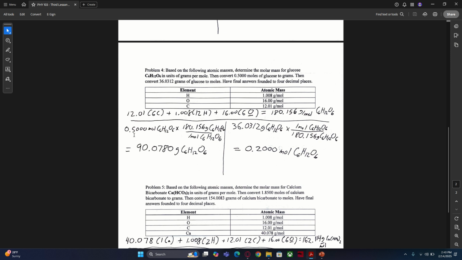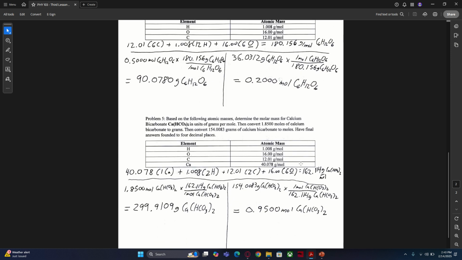If we're starting with 0.5 moles of glucose, 0.5 times 180.156 grams divided by 1 mole gets us to 90.0780 grams of glucose. 36.0312 grams of glucose, if we're starting with that gram amount, times 1 mole divided by 180.156 grams, that gets us to 0.2000 moles of glucose, of C6H12O6.